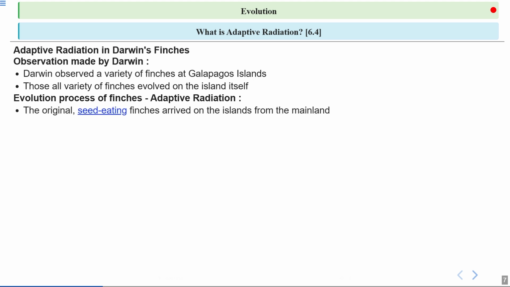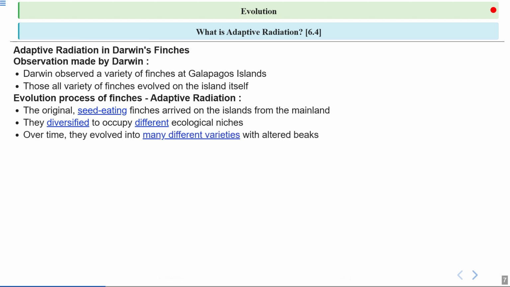Now, the original finch, the original bird, was seed eating. So the original seed-eating finch arrived on the island from the mainland. Then what happened? They diversified to occupy different ecological niches. Clear? Over time, they evolved into many different varieties with altered beaks. All these different varieties had different kinds of beaks.